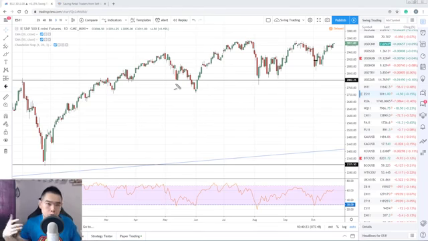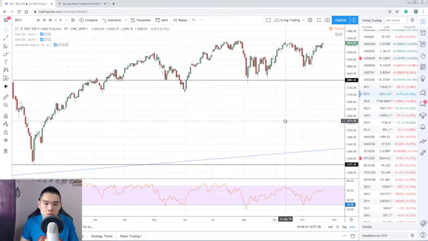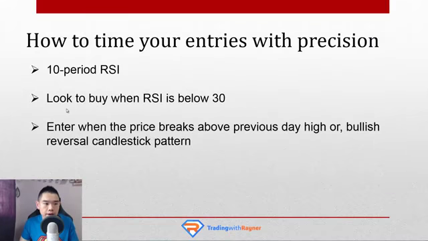So again, do the back test. Don't take my word for it. Back test, validate the concepts I just shared with you, and see whether it works for you or not. But the key idea here is in the stock markets, the RSI indicator works well based on my own research. Okay, so again, look for buying opportunities when RSI is below 30.